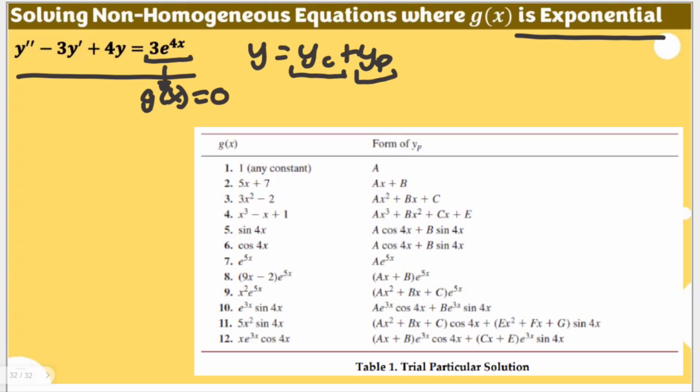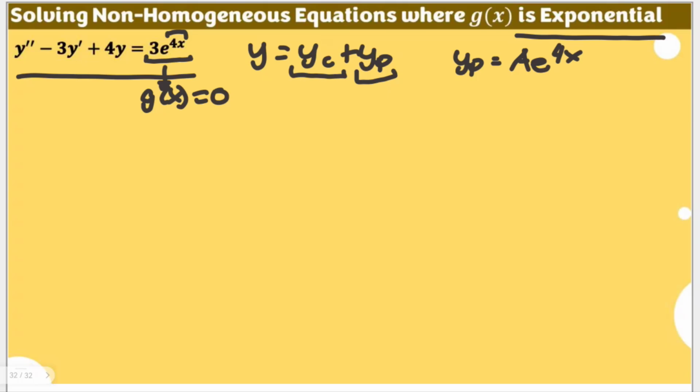Now, this table has specific forms of y sub p, and since our g of x is exponential in notation, let's look at the 7th row. Our y sub p is A e to the power of the same exponent that can be found on our g of x. We have 4x. We are just going to solve for A later to come up with the correct y sub p to be combined with y sub c. So let's start with y sub c here.